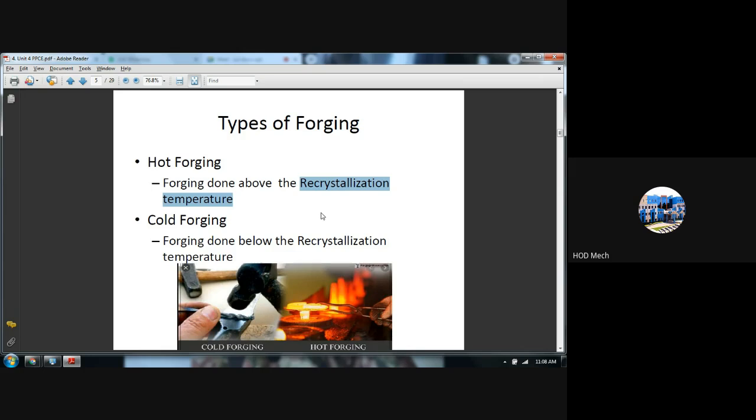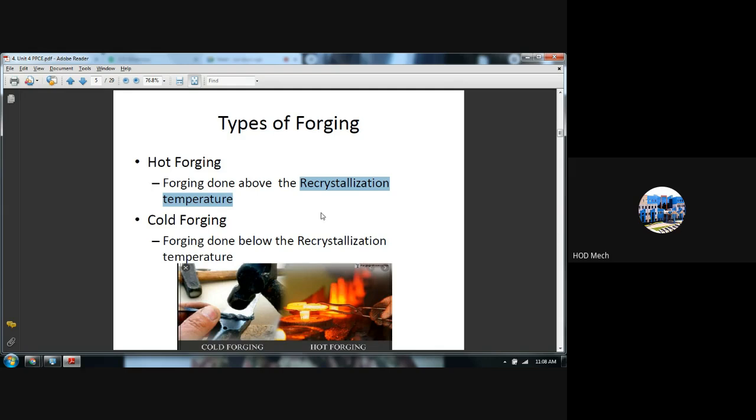Recrystallization temperature. Right? Now what is recrystallization temperature? We will split these two words and read them in two halves, recrystallization and temperature. Now when you say the word recrystallization, what does it mean? Concentrate only on this word recrystallization. Remove the 're', crystallization, right?